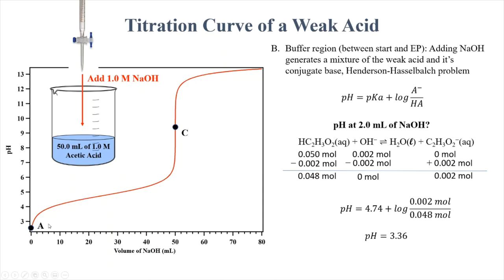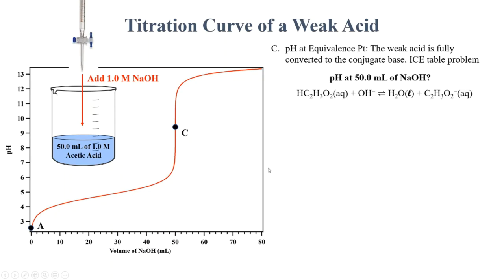So we're doing pretty good. Anywhere in this buffer region, we can use Henderson-Hasselbalch. The only time it starts to break down is when you get very, very close to the equivalence point. Henderson-Hasselbalch is not going to be very good at calculating this rise, but anything throughout this buffer region, you should be good to use it. And for Gen Chem, we won't be asking you anything in the buffer region where it'll be close to the rapid rise.